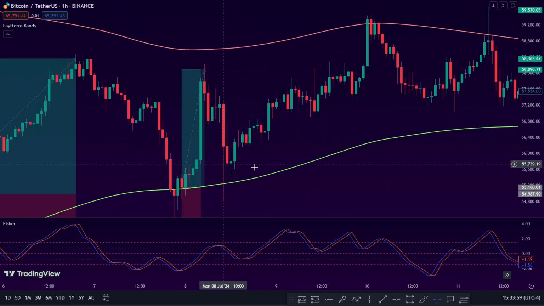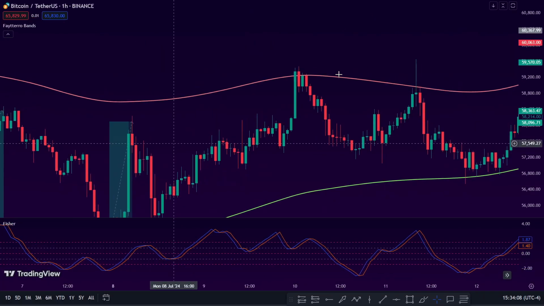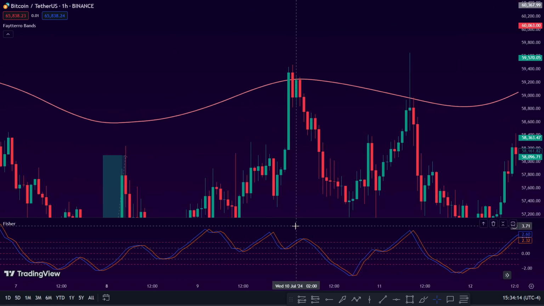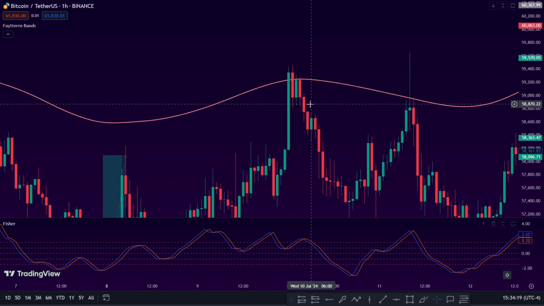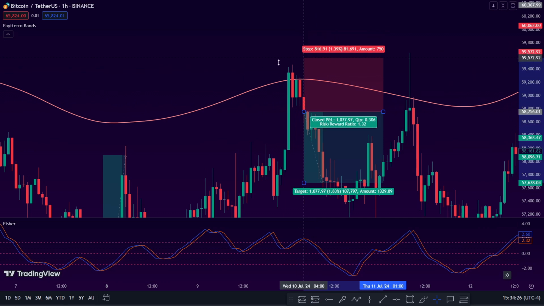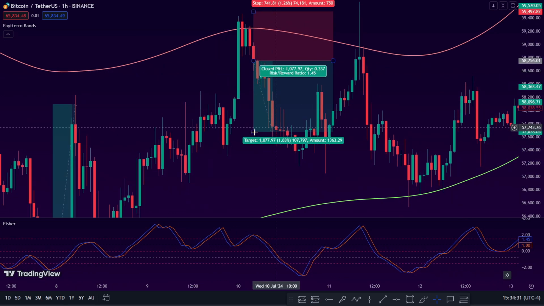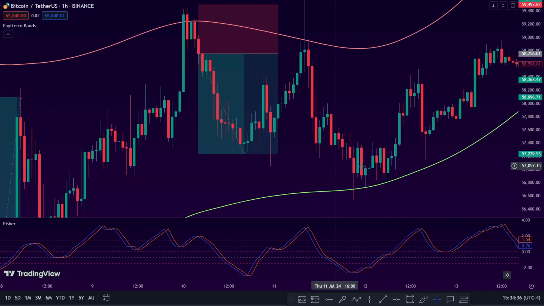Here we didn't get a signal because the Fisher indicator is not above or below this 1.5 line. When it reaches the upper band, I look at the Fisher Transform indicator. As you can see here, it gives the sell signal at this point. I put the sell position here. I put the stop a little bit above this swing high and make the risk reward ratio at least 1 to 2 or to the lower band.